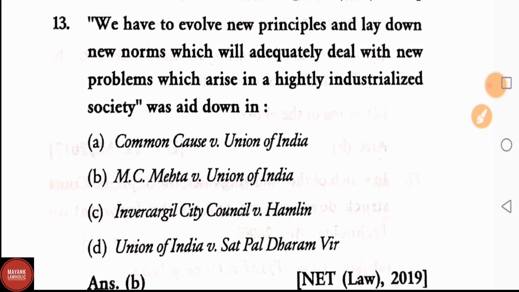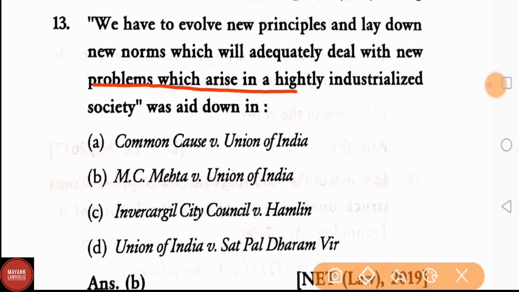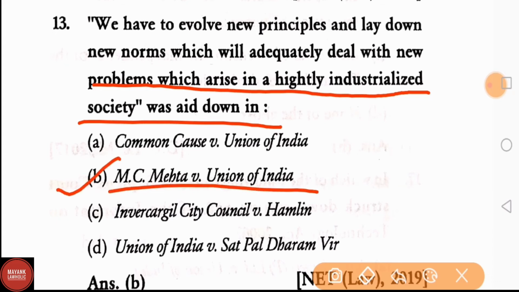Question number 13. We have to evolve new principles and lay down new norms which will adequately deal with the new problems which arise in a highly industrialized society. This was laid down in the case of M.C. Mehta versus Union of India.